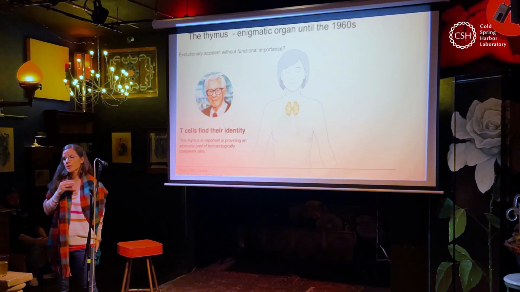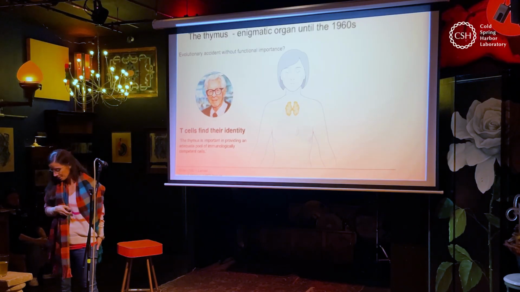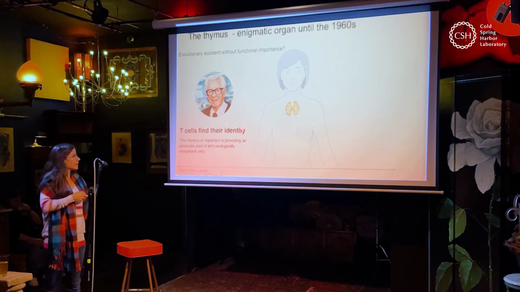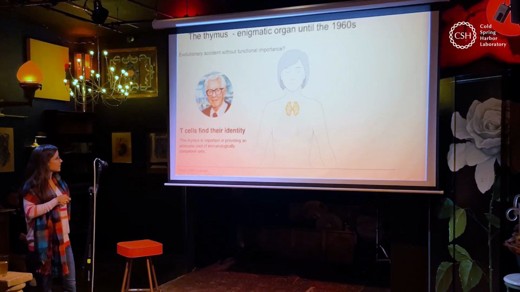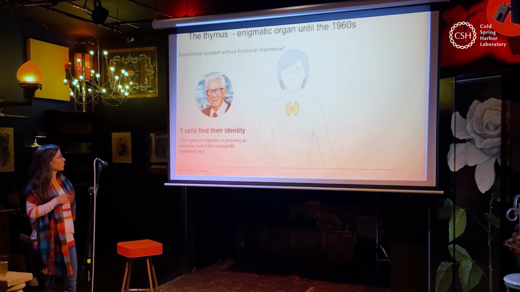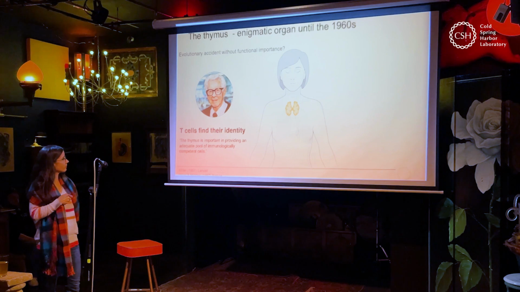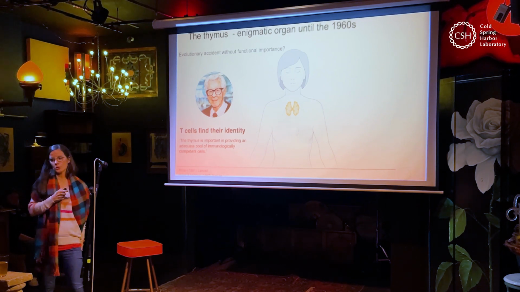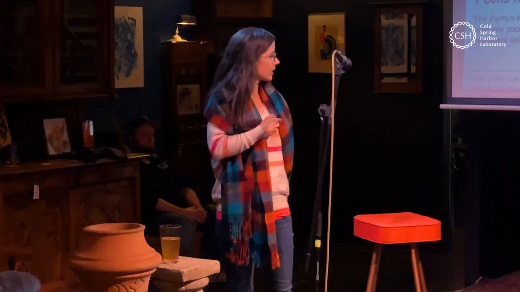So that was the first indication, at the beginning of the 60s, and then in the late 60s towards the 70s, the idea that we actually need this organ was fairly well established. The quote I have is a very careful one: that the thymus is important in providing an adequate pool of immunologically competent cells. Back then, we didn't know that these cells are T cells or B cells, and we couldn't describe them as we can today. But those were the first indications.